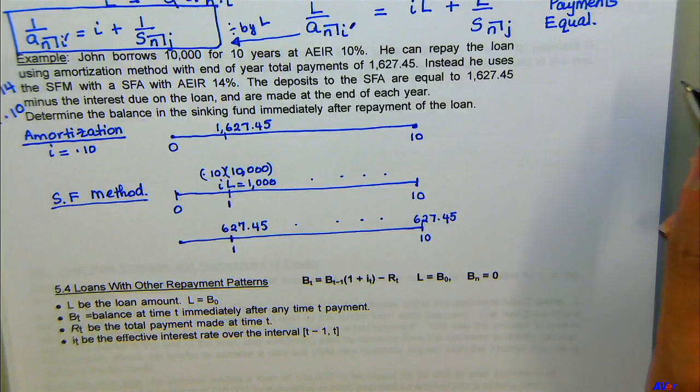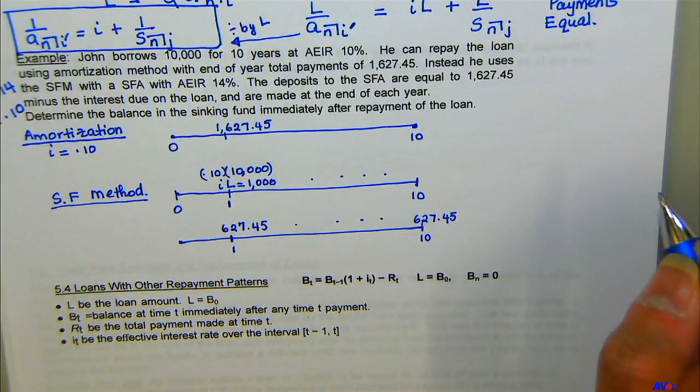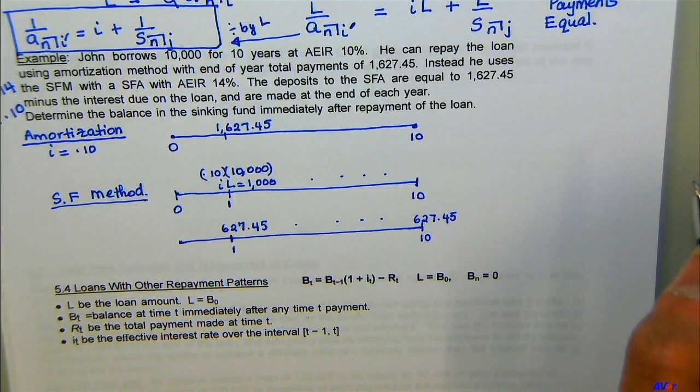You are going to be paying IL into the interest account. You're paying interest of IL, and you will have 627.45 left. In this case, the 627.45 is not going to accumulate to the loan balance. Are you understanding me? In some problems, the idea is for the sinking fund payments to accumulate to L at the end. Here, that's not the case. Here it's saying, yes, I'm using a sinking fund, but into the sinking fund will go the difference between the amortization payment and the IL payment.